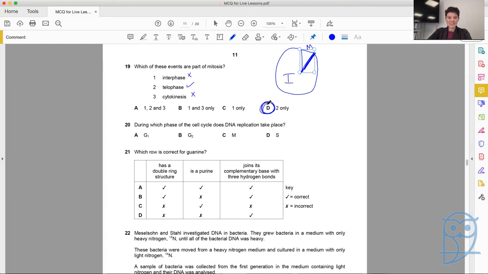Just because the next one is also so tightly linked into this topic of mitosis, during which phase of the cell cycle does DNA replication take place? Well, G1 is for growth, S is for replication, G2 is for checking. So our S phase of interphase is when our DNA replication takes place.